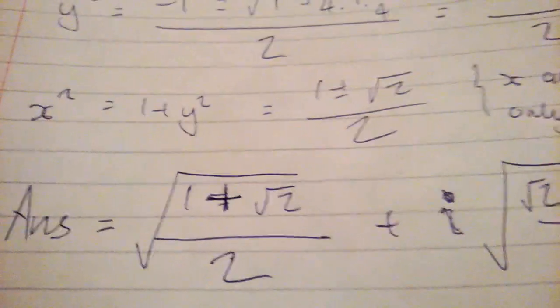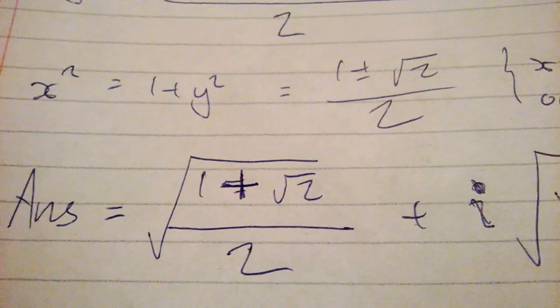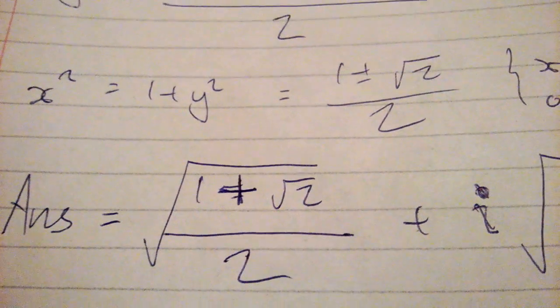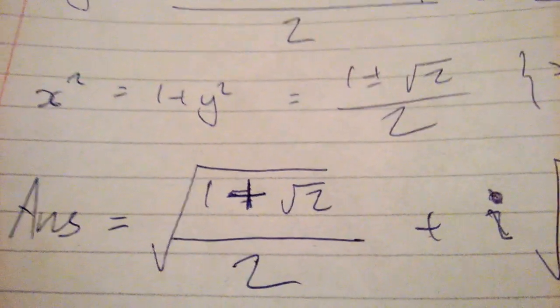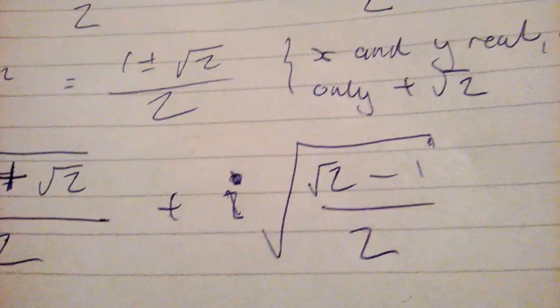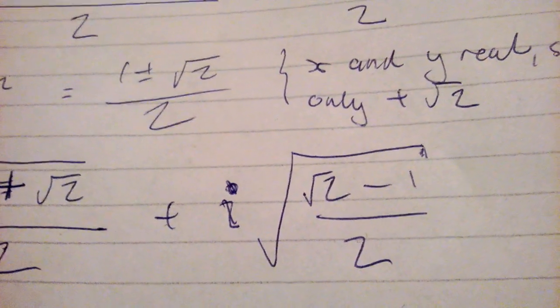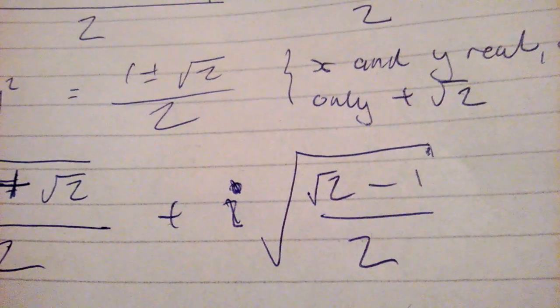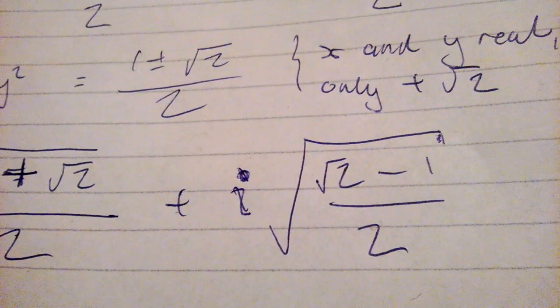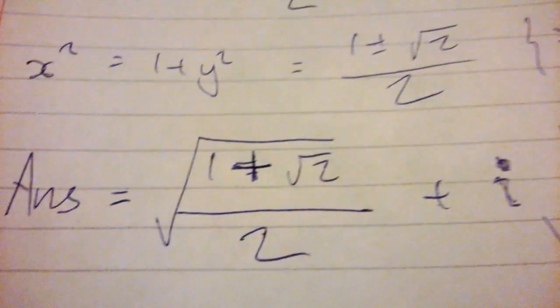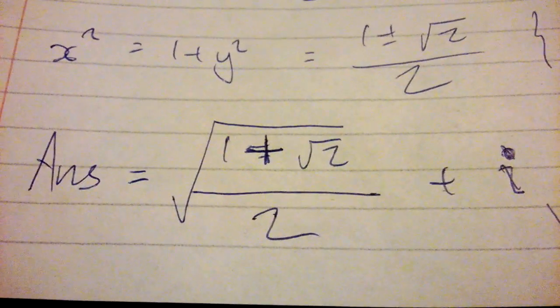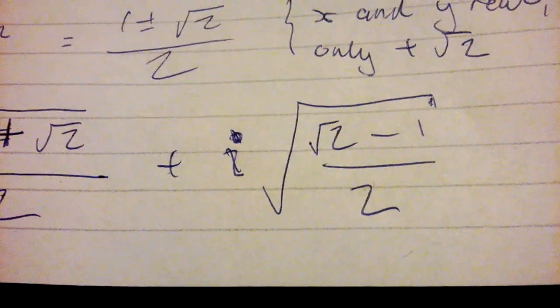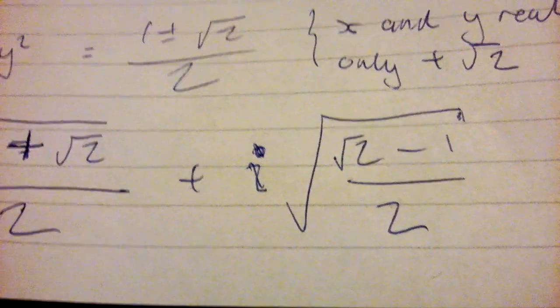Now for x itself, we take the square root of both sides. So x is the square root of 1 plus root 2 over 2. And y, because we've got minus 1 plus the square root of 2, is the square root of root 2 minus 1 over 2. To summarize, the square root of i+1 is the square root of 1 plus root 2 over 2, plus i times the square root of root 2 minus 1 over 2.